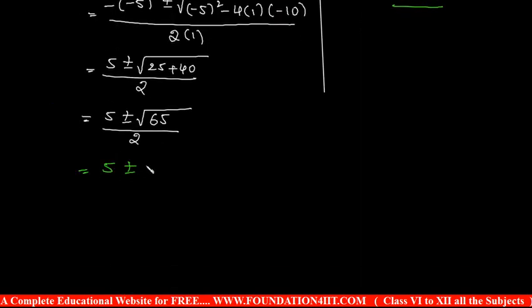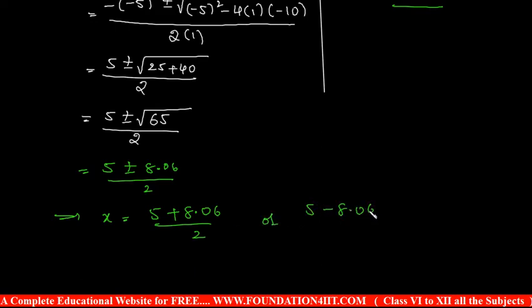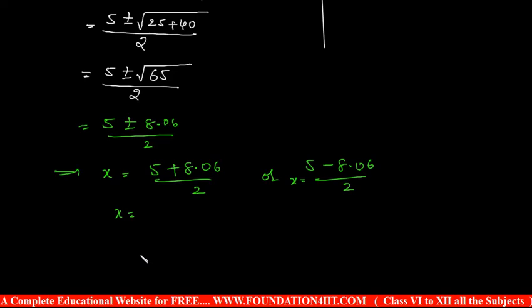Now just substitute here: 5 plus or minus 8.06 divided by 2. From this we will get the two values. So x is equal to 5 plus 8.06 by 2, or 5 minus 8.06 divided by 2. x has two values. So x is equal to 5 plus 8.06, that is 13.06 divided by 2, which is 6.53.